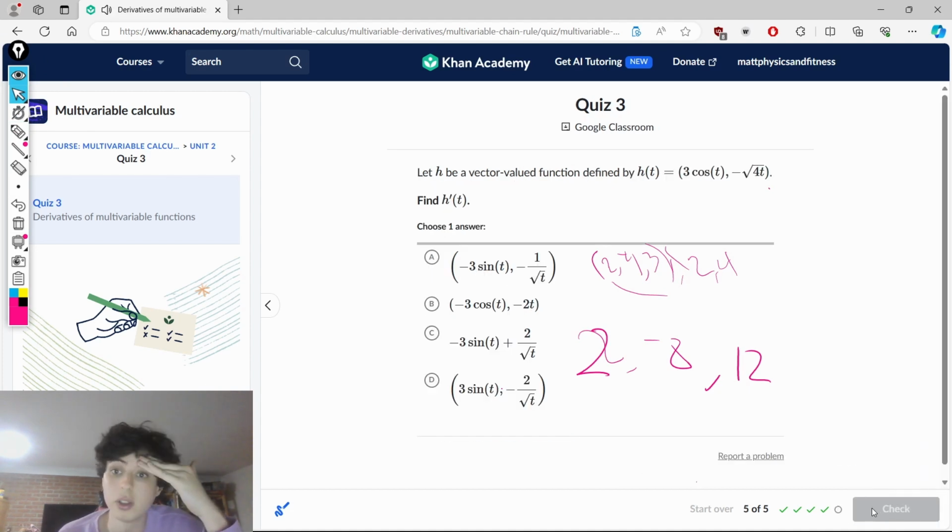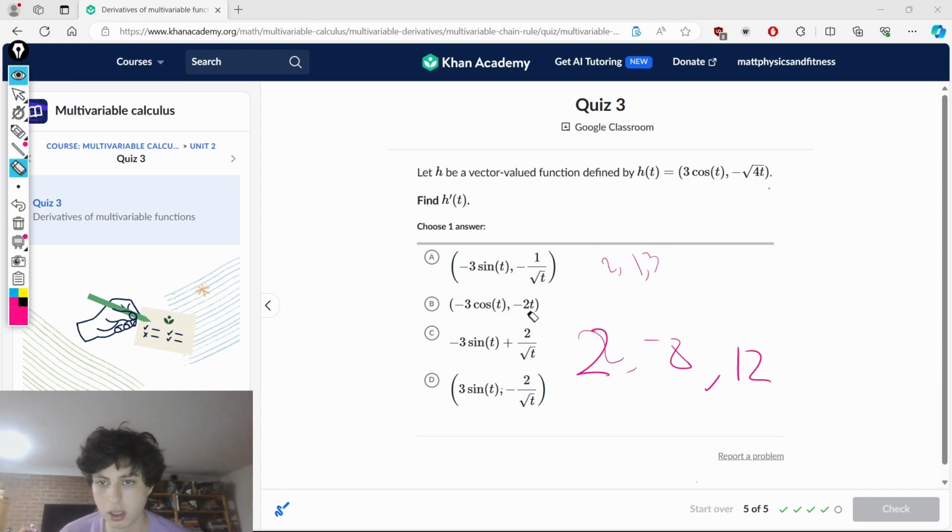Let h be a vector valued function defined by h of t equals 3 cosine t minus... Find h prime of t. Okay, and you just take the derivative of each one separately. I think I'm going to get this one right, and then we can look at our incline press. But maybe before that, we'll go over that velocity function, because I didn't actually know what I was doing over there.